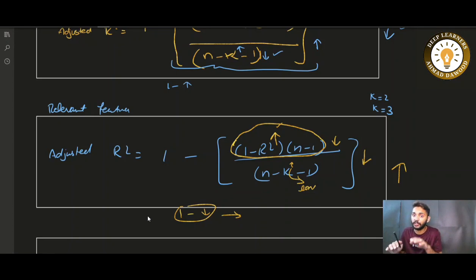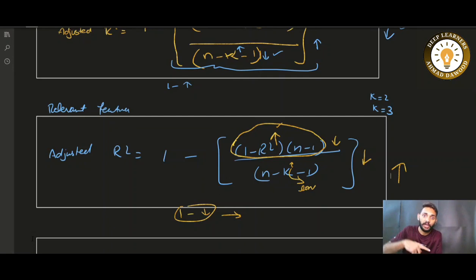Okay, there is a trade-off: is the added feature giving so much accuracy, or is it important to add this feature because it enhances our explainability or the score of our model? So this is about the adjusted R square. Now we will see this in the form of code. Then you will get more idea about how R square increases with the addition of irrelevant features and how adjusted R square does not increase.